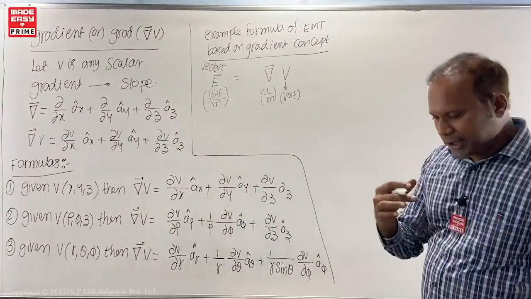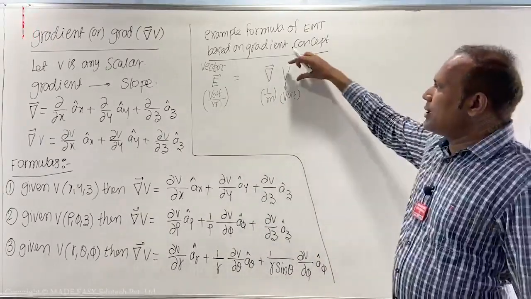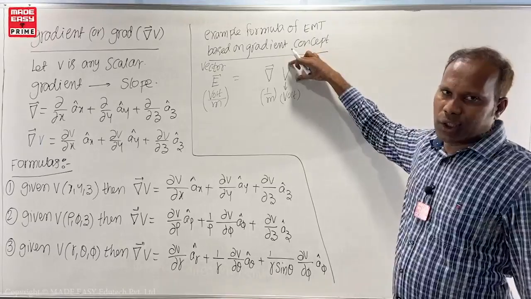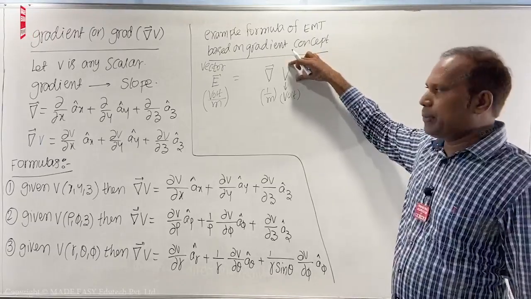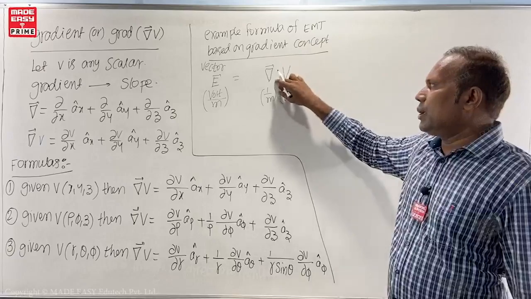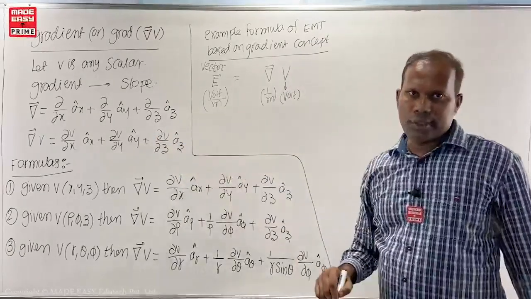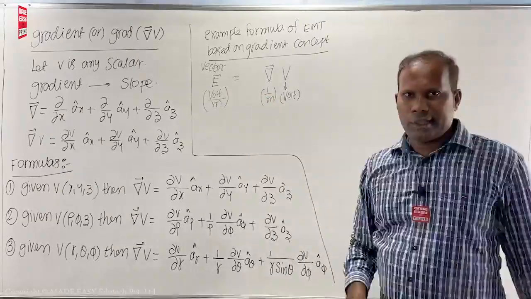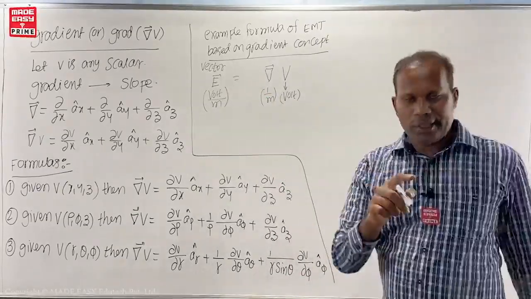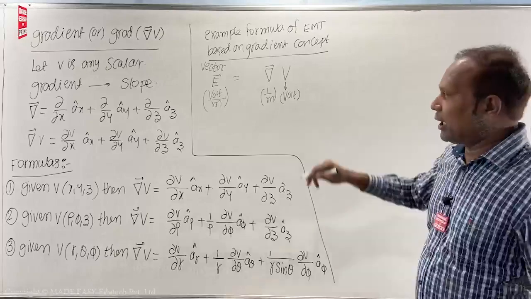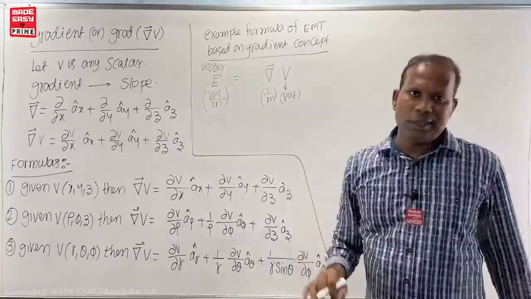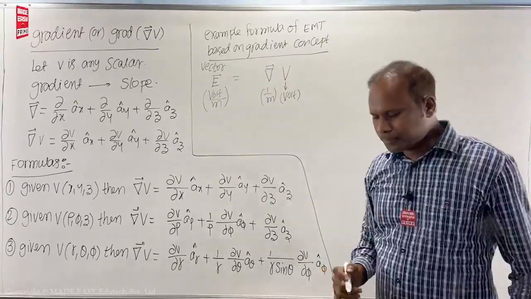Actually, what is the discussion here? If there is an electric potential, then you take the gradient of that, that means differentiate that in every direction. Then you get electric field intensity. That means electric field intensity is generated. That is the meaning of that. So electric potential can generate electric field intensity.